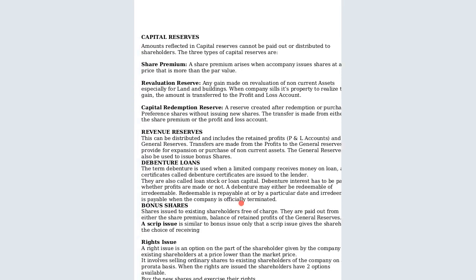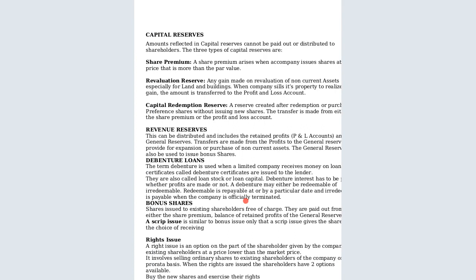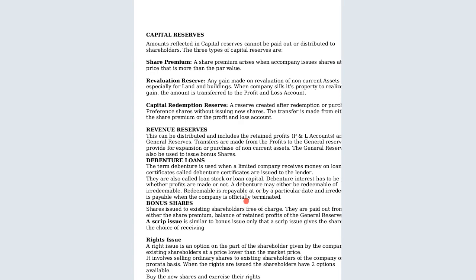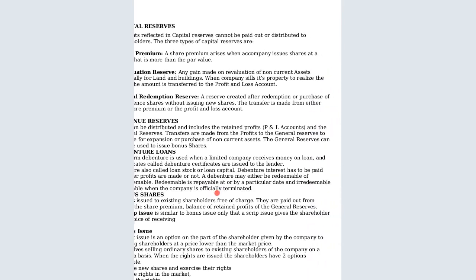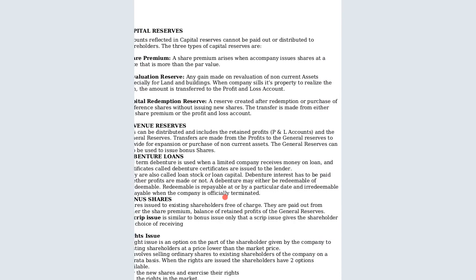And we are told that a reserve created after redemption or purchase of preference shares. You are going to note, as you are going to discuss in details about shares in finance, preference shares can be bought back by the business. A company can buy back its preference shares. Walikuwa wameuza shares to the members of the public, they can buy them back. Now, money kept aside to buy those shares is what we refer to as capital redemption reserve. Money kept aside in case the company wants to buy back shares in future, they use that money. That's why we are told a reserve created after redemption or purchase of preferred shares without issuing new shares.